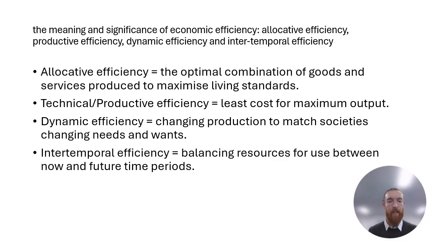Then we get into our efficiencies. We've got four efficiencies in Year 12 economics. This is defining them in their simplest form. Allocative efficiency is the only combination of production that maximizes living standards, so no other combination could make living standards better. We've got technical or productive, which is the least cost for the maximum output. We have dynamic efficiency, which is changing production to match society's changing needs and wants, so it's how quickly we can reallocate resources to achieve allocative efficiency. Then intertemporal efficiency is balancing resources for use between now and future time periods, so it's about not using all of our resources now, so some are left for the future.